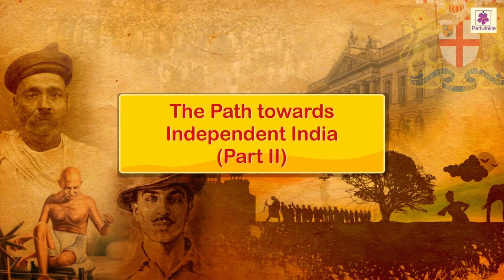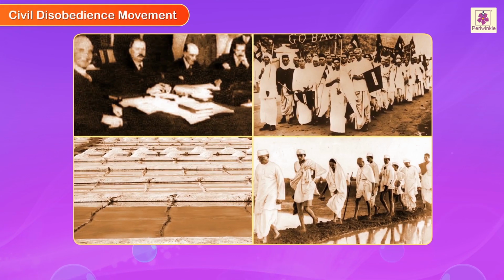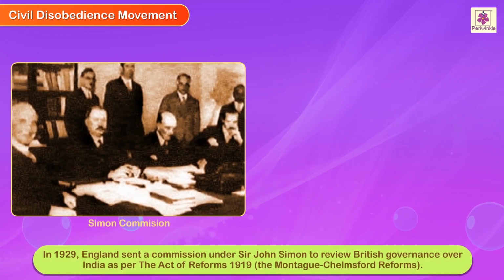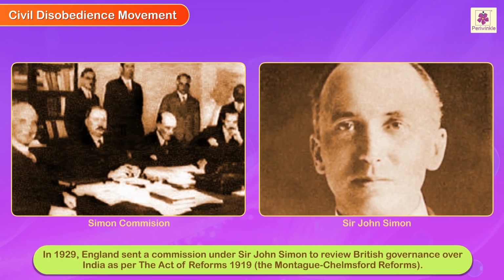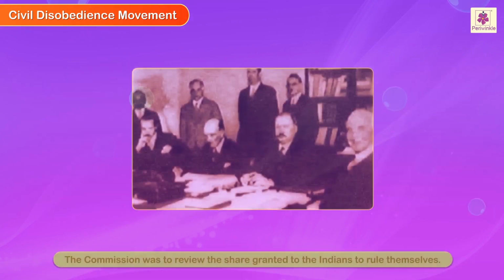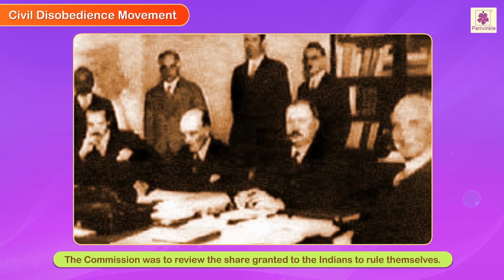The path towards independent India. Civil Disobedience Movement. In 1929, England sent a commission under Sir John Simon to review British governance over India as per the Act of Reforms 1919, that is, the Montague-Chelmsford Reforms. The commission was to review the share granted to the Indians to rule themselves.